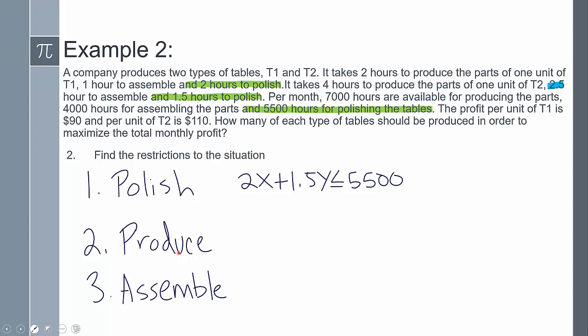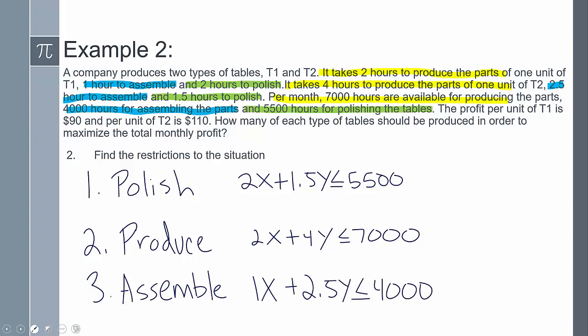Then it talked about producing. So 2 hours to produce, 4 hours to produce, and I have 7,000 available for producing. So 2x plus 4y is less than or equal to 7,000. And then now assemble. It took 1 hour to assemble the x, and it took 2.5 hours to assemble the y, and I had less than or equal to 4,000 total. And then we can't forget, we can't produce 0 tables or negative tables. I can only produce 0 or a positive number of tables.